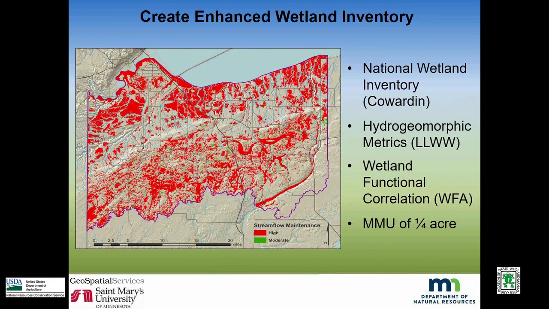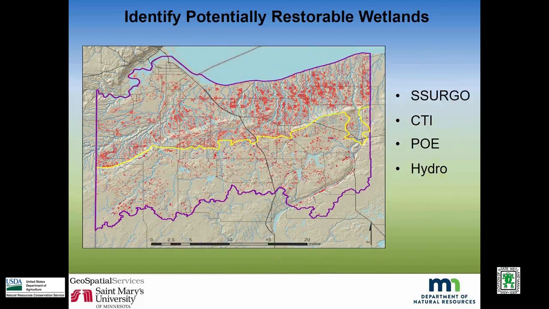So one of the first steps was to create an enhanced wetland inventory of the area, and we used the National Wetlands Inventory and the hydrogeomorphic metrics in the form of the LLWW classification. And we also conducted a wetland functional correlation to correlate wetland types to their functions and benefits. And we created a very, very fine wetland map, fine in terms of spatial resolution, where we mapped wetland features down to a quarter of an acre in size.